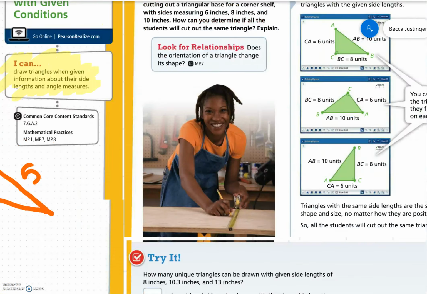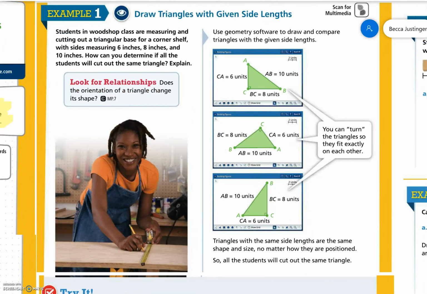All right, example number 1. Draw triangles with given side lengths. Students in woodshop class are measuring the cutting out of a triangle base for a corner shelf, with sides measuring 6 inches, 8 inches, and 10 inches. How can you determine if all the students would cut out the same triangle?